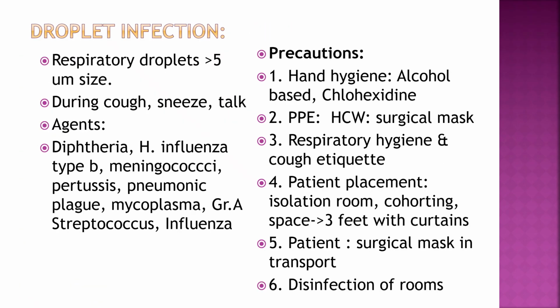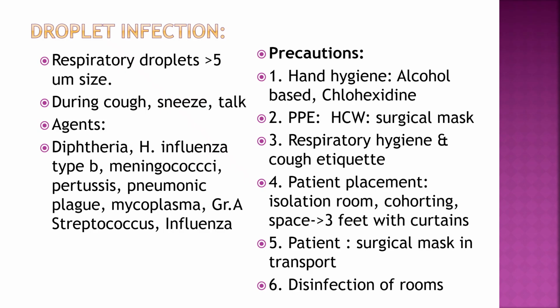Second one is the droplet infection. So when can it happen? Respiratory droplets are more than 5 micrometers in size. So during cough, sneezing or talking, these droplets can spread the infection. The agents most commonly are diphtheria, the Corynebacterium diphtheriae, H. influenzae type B, meningococci, pertussis bacteria, then plague, mycoplasma, streptococcus and influenza.